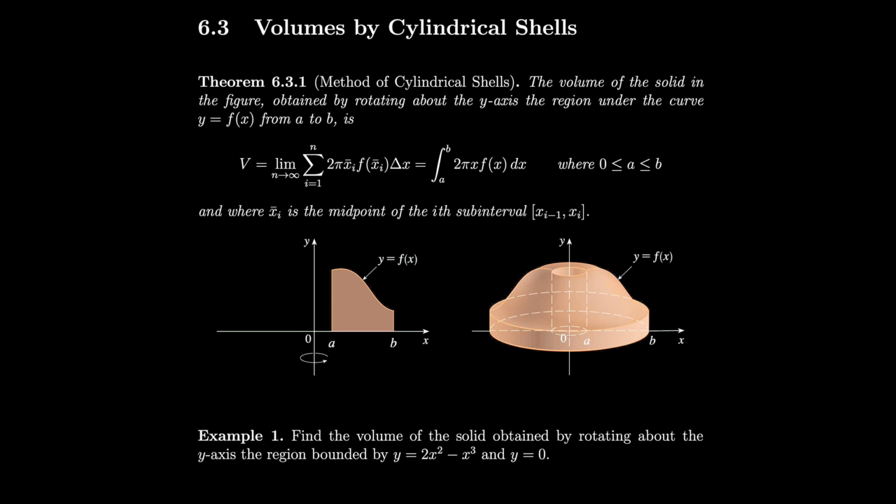Section 6.3, Volumes by Cylindrical Shells. The volume of the solid in the figure, obtained by rotating about the y-axis the region under the curve y equals f of x from a to b, is the limit of this Riemann sum, 2 pi xi bar times f xi bar delta x, which becomes the integral of 2 pi x f of x dx from a to b, where xi bar is the midpoint of the ith subinterval.